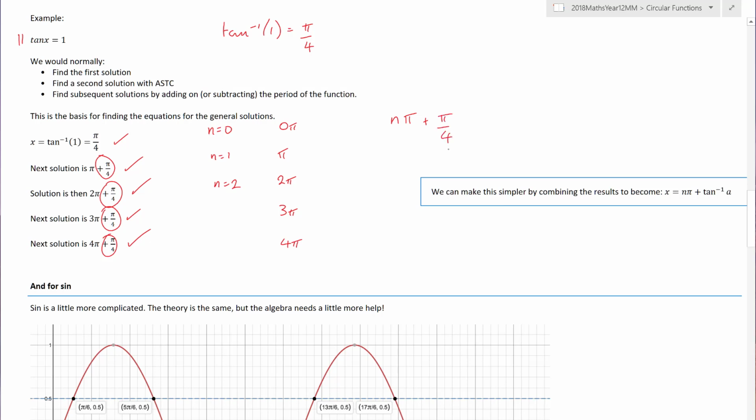For this particular example, but if we want the more general example, how did we find out that we had pi on 4? Well, we replaced that with tan to the minus 1 of a, where this value here would be a. So my general solution is given by x is equal to n pi plus tan to the minus 1 of a. I am loving this.